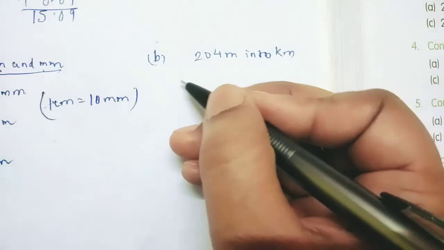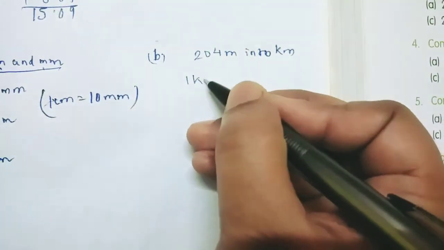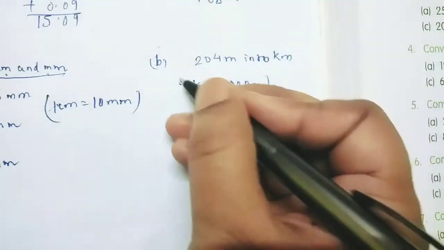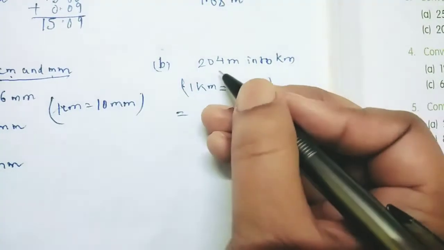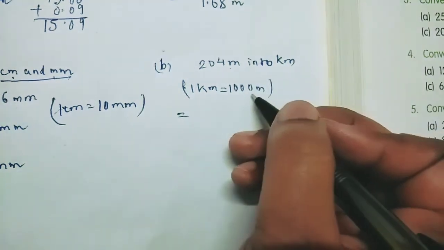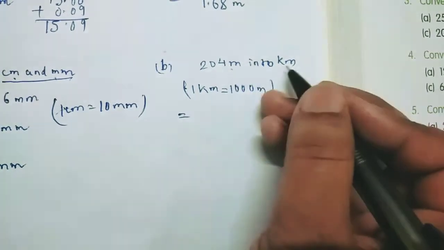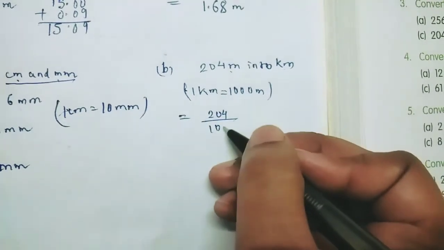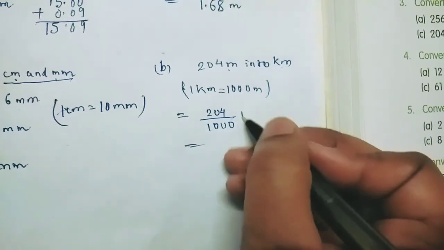204 meter into kilometer. So we know the relation there. 1 kilometer equals 1000 meter. So this is the main relation. So what do we do? You have to divide meter by 1000, because it is smaller unit to bigger unit. So 204 by 1000. Okay. So now it is in kilometer.